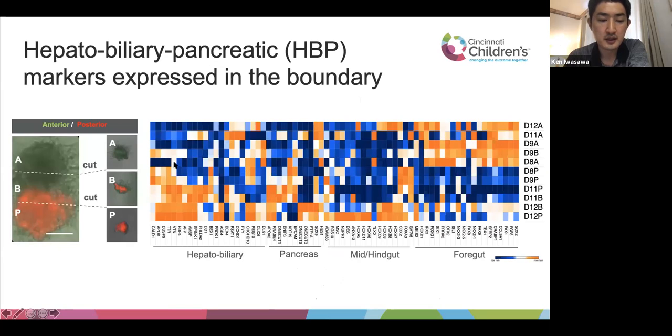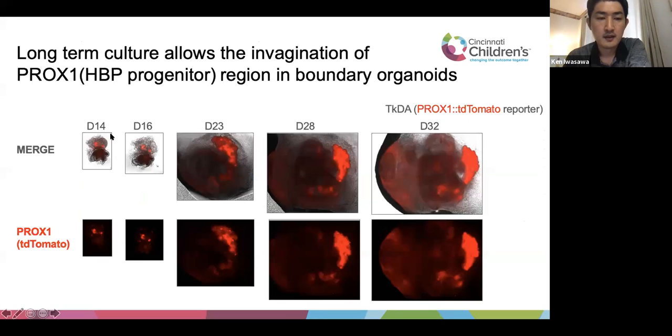And that was also confirmed using RNA, which is looking at a lot of other genes that are related to these hepatobiliary and the pancreas, and also the foregut and the midgut expressions. And you can see that the boundary are expressing a lot of these hepatobiliary pancreatic genes. And further long-term culture allows this invagination, what we call invagination, of these hepatobiliary pancreatic progenitors.